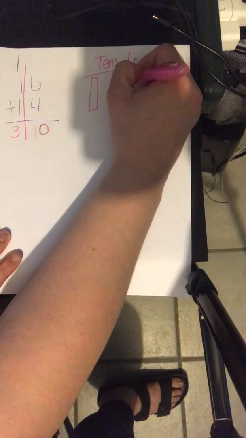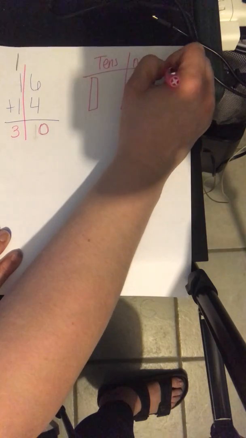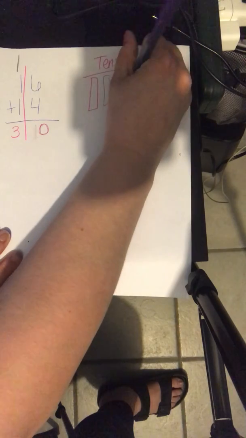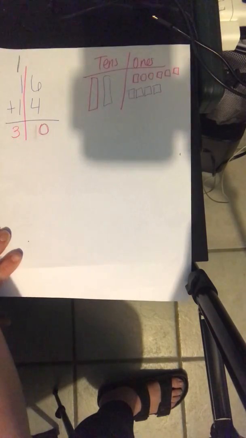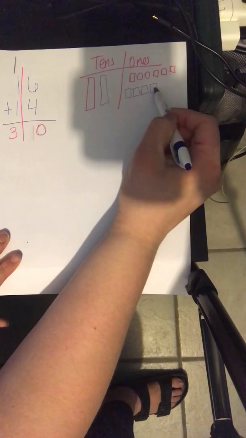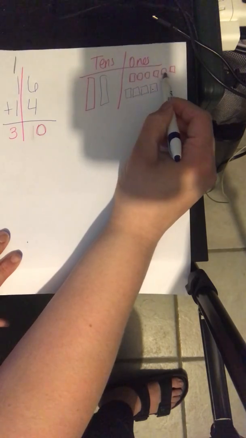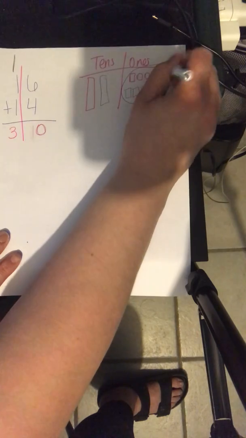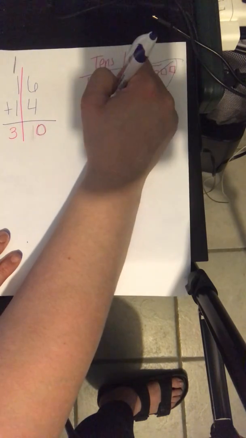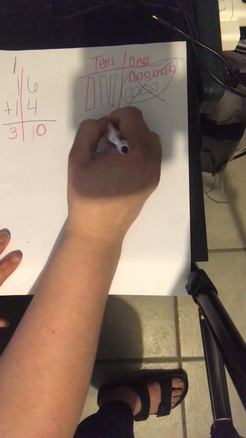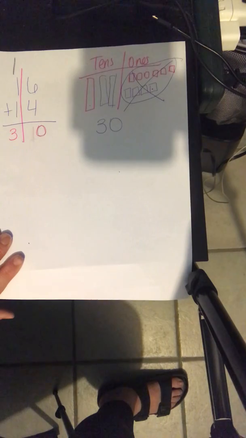If we were to check that here, we have 16. We have 14. And we need to make 10. 1, 2, 3, 4, 5, 6, 7, 8, 9, 10. All of this is 10. So we know we can move it here. We have 3 tens and how many ones? 0. Do those match? Yes, they do. Don't get caught up by that 0, okay?